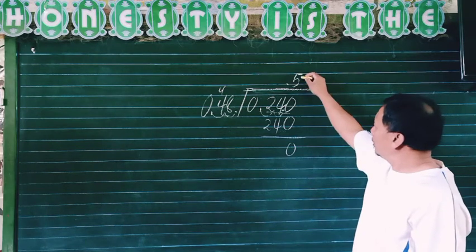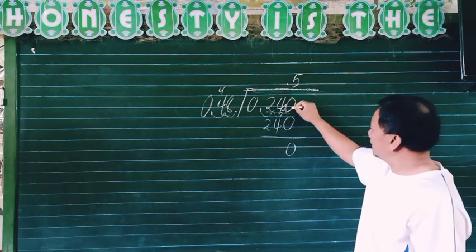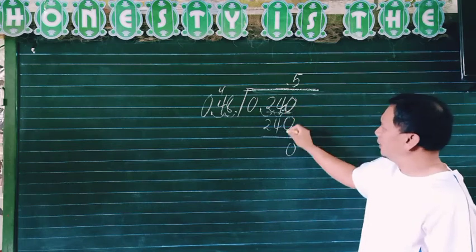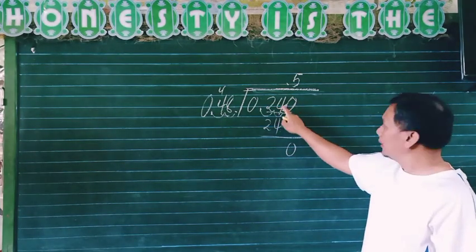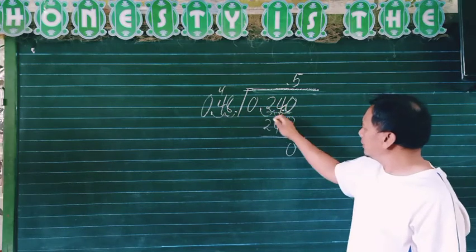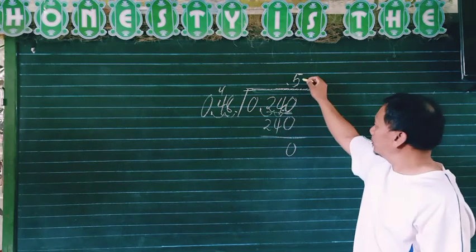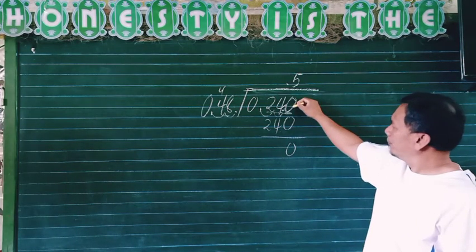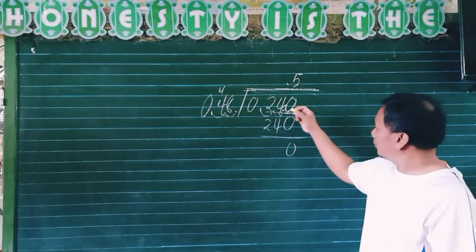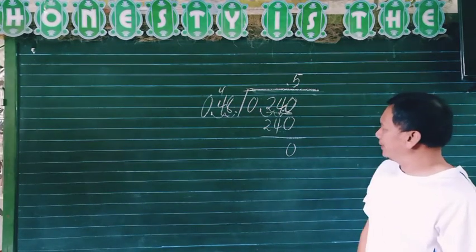Okay, we wrote 5 there on top of the 0 digit because we included 0 in our division. Because we cannot divide 24 by 48, so we included 0. That's why we wrote 5 on top of 0. So our answer now, or the quotient now, is 5 tenths.